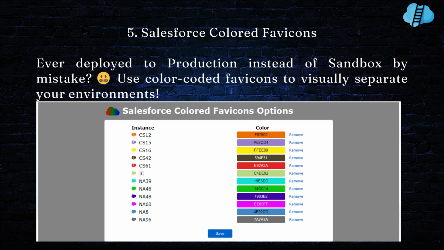5. Salesforce Colored Favicons. Colored favicons help visually distinguish your Salesforce orgs using browser tab icons. For example, you can set production orgs to show a red icon, and sandboxes to green or blue. This prevents accidental changes in the wrong environment, a mistake that could be costly. It's a visual safety net, especially useful when you have multiple tabs open across different orgs.